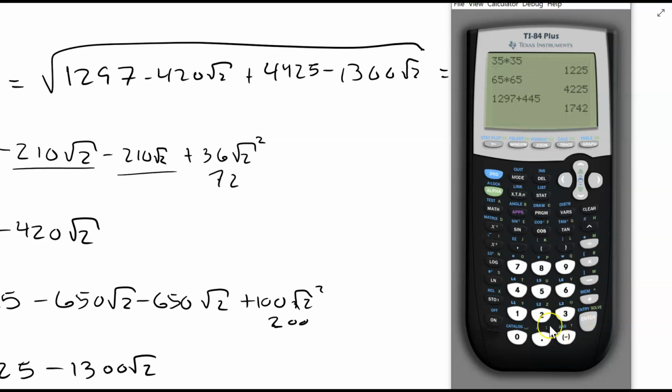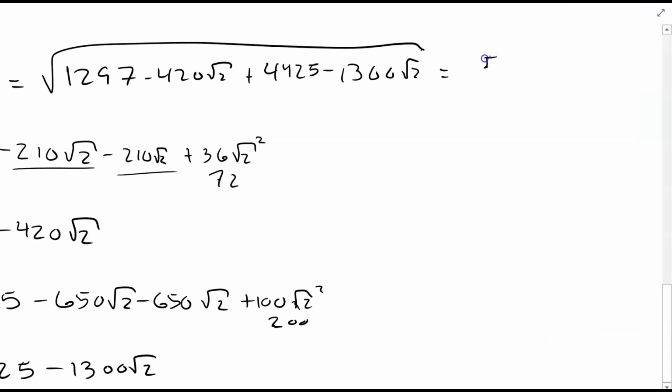I hope I type this in right. 1297 plus 4425 is 5722 minus 1720 root 2. So that would be my magnitude.